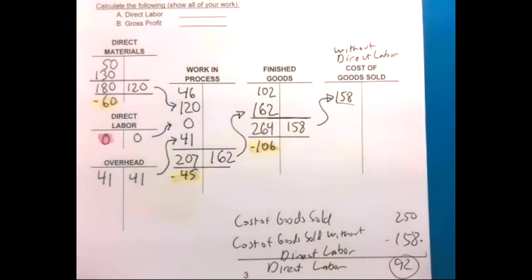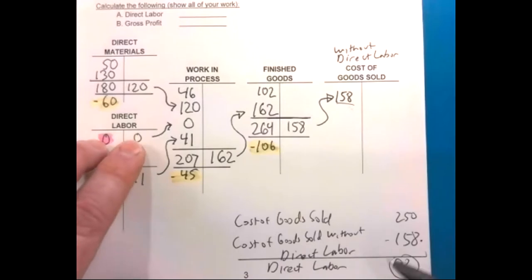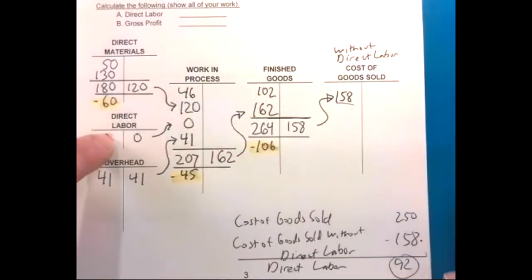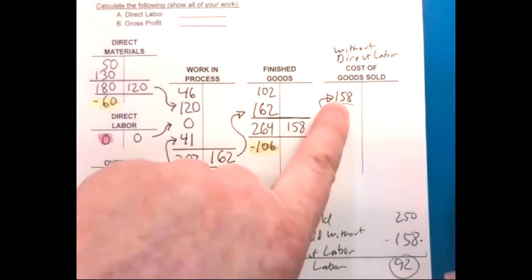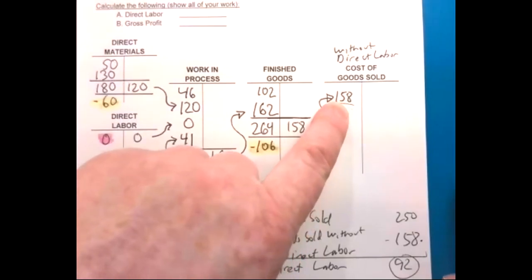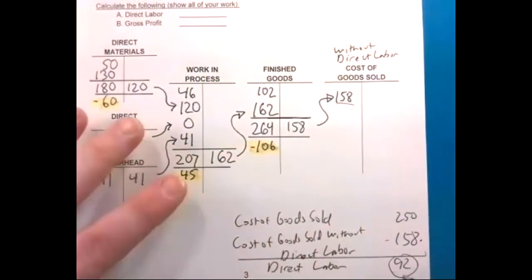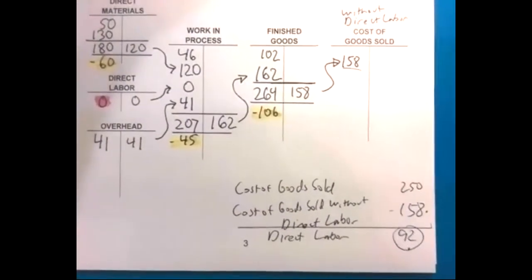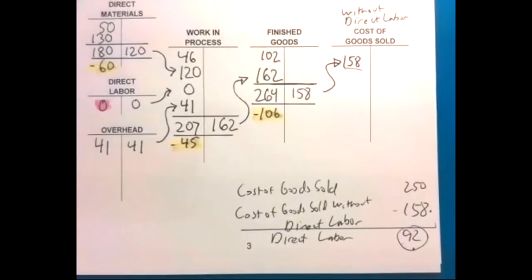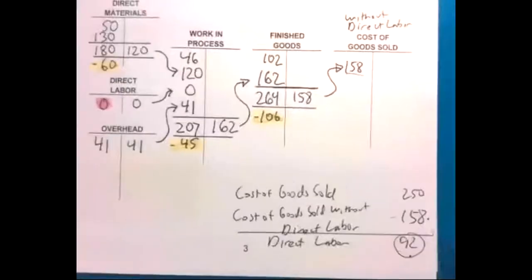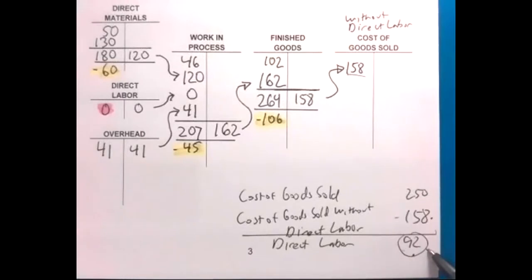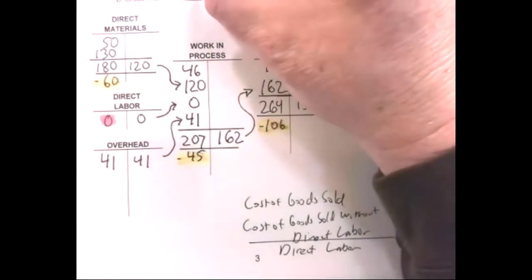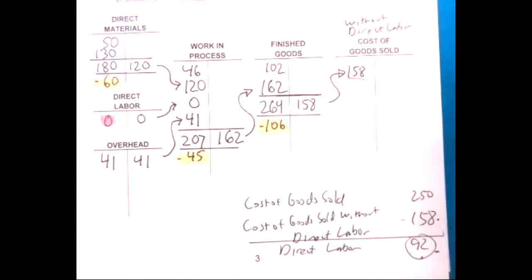Now, if you really wanted to, you could plug this back in. I used a pen, but if you used a pencil, you could erase and plug this 92 back in and work it out, and you should come out with 250. So if you plug the 92 back in, is that how you're supposed to check your work? You could check it. You don't need to, if you're confident with this number. So this would be your direct labor, 92.